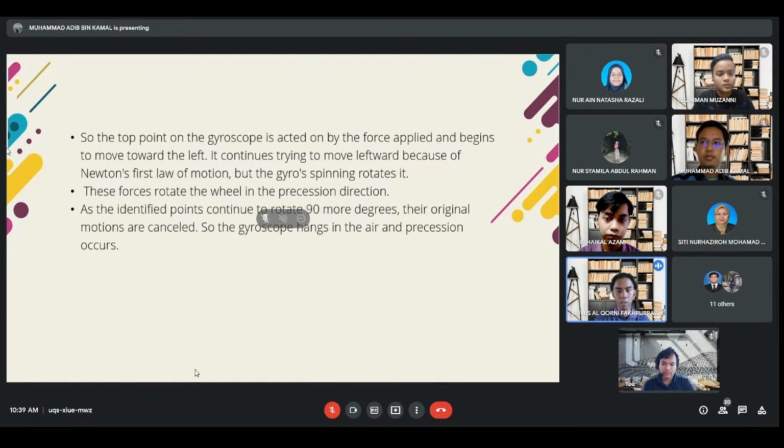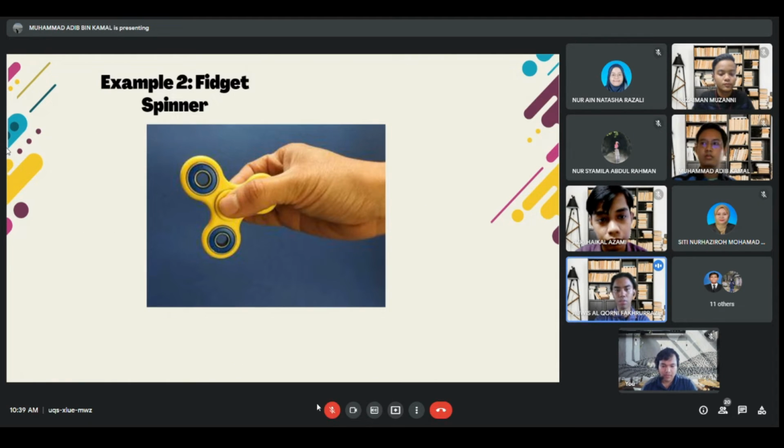This force rotates the wheel in the precession direction as the identified point continues to rotate 90 more degrees. The original motions are cancelled, so the gyroscope hangs in the air. Application occurs. Okay, that's for the first example.